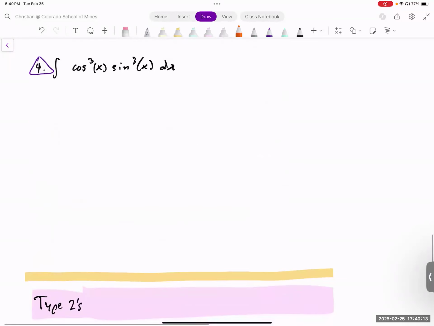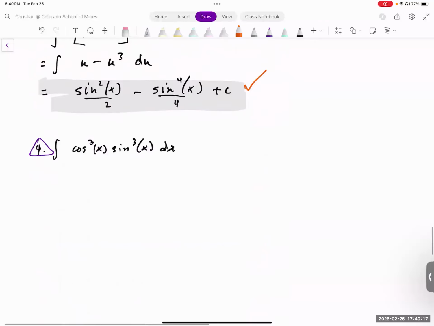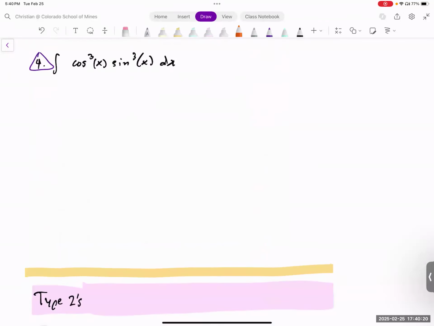Last one, you try, and then after you've unpaused, come back and check your work. All right, you're back.